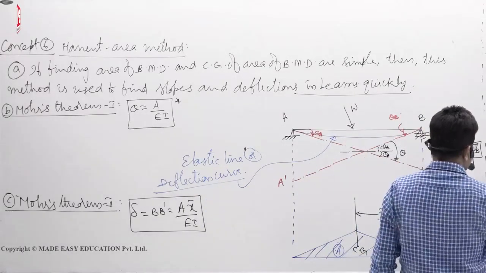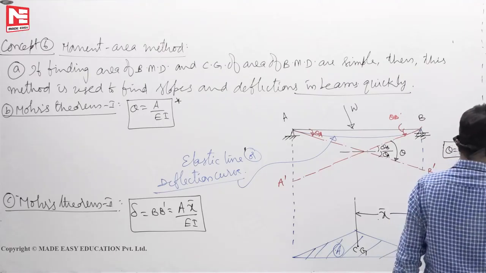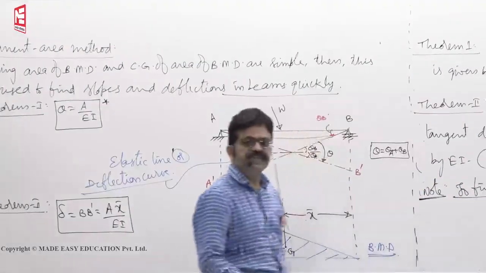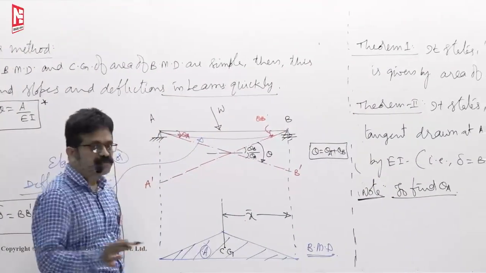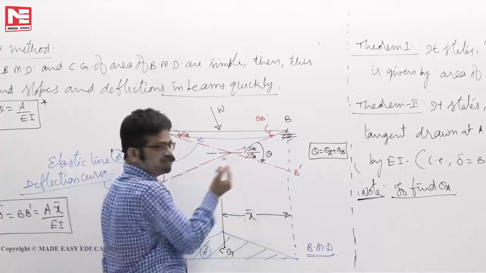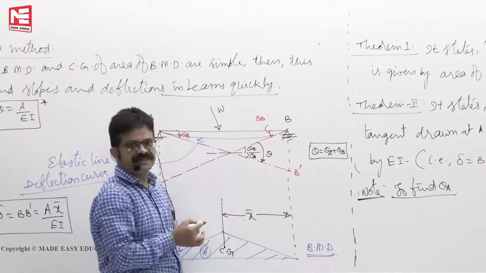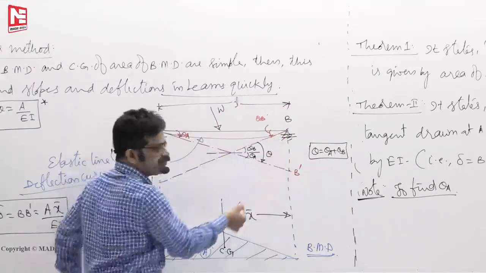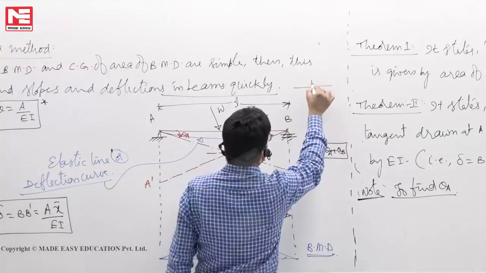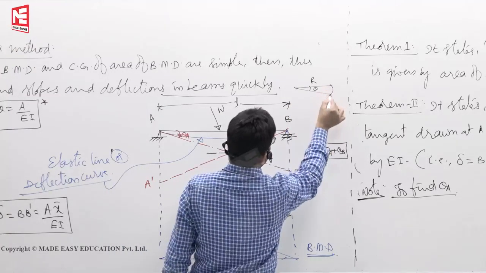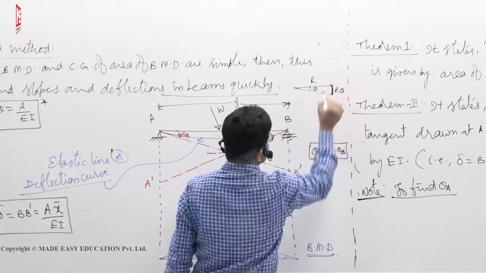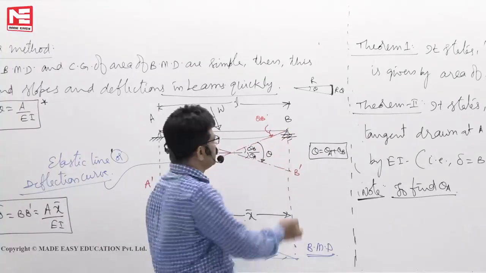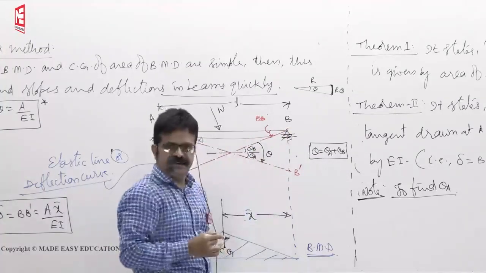Now let us see if at all to find theta A, which theorem we have to use first? Not Mohr's theorem 1. Mohr's theorem 1 gives you this theta which is useless. First you have to find BB dash. Then this length let us say L. L into theta A is equal to BB dash, like R into theta. If this is the radius R, this is theta, arc length is R theta. If theta is very small, straight line. So using Mohr's theorem 2 first find this one, R theta means BB dash. Then theta A means BB dash by L.